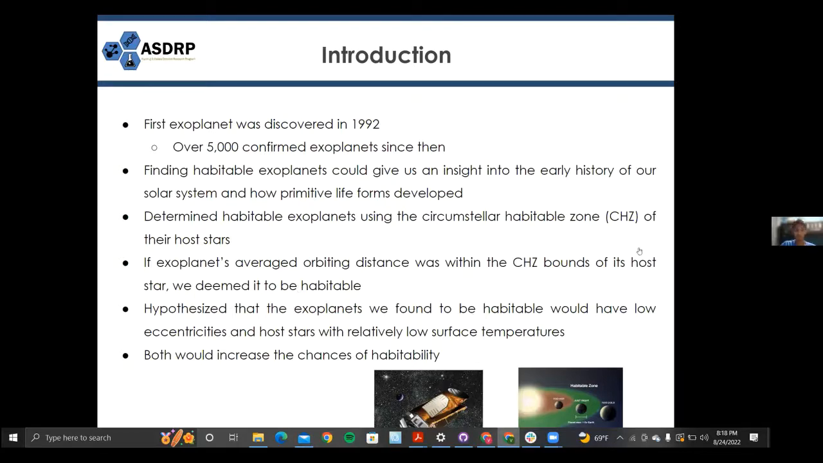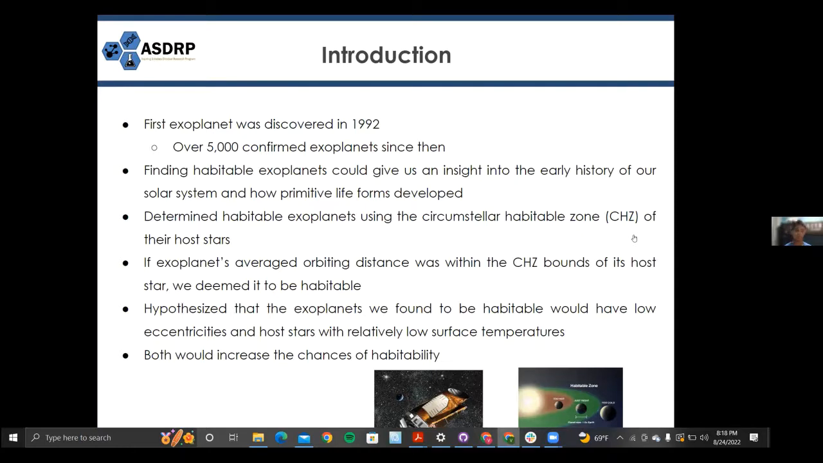We determine habitable exoplanets through our own method, which we call the circumstellar habitable zone, or CHZ, within their host stars. If an exoplanet's average orbiting distance was within the bounds of the CHZ, then we deem it to be habitable. If it's in the outer bound, it's in the outer Goldilocks zone. If it's in the inner bound, that means it is at the minimum value to be deemed a habitable exoplanet.